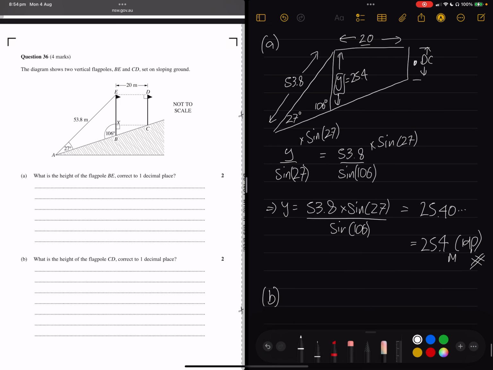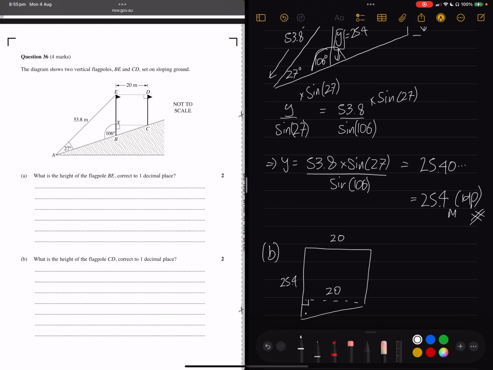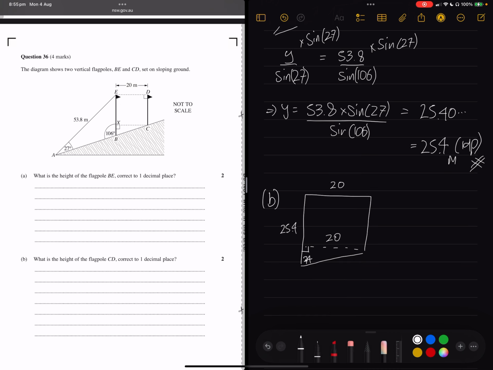So let's draw the shape again. We have this distance, which we just said was 25.4. We know this distance is 20. Consequently, this distance here is also going to be 20. If we look at the diagram, we can see that there's a little right triangle down the bottom, and we can actually work out this angle. In the above diagram, the two angles here must add to 180. So one of them is 106. That means this angle must be 74.